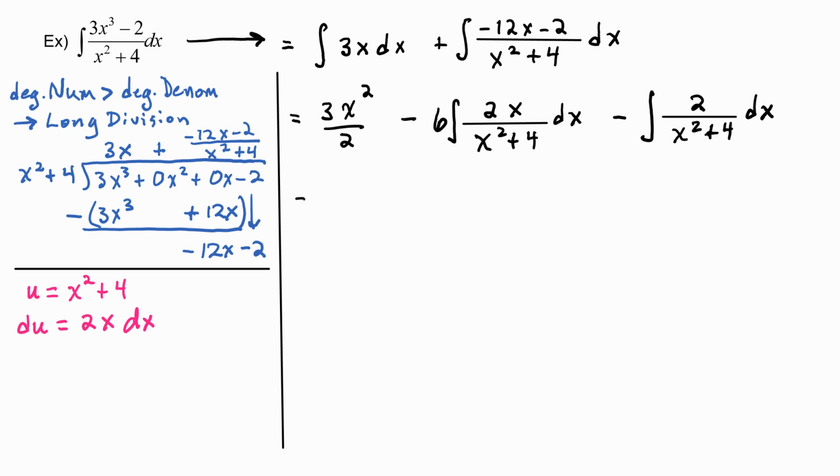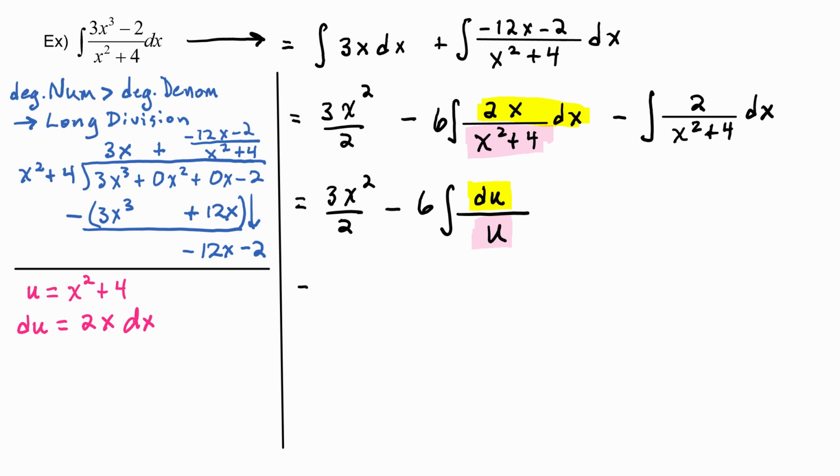So let's bring down this 3x squared over 2. We've got minus 6 times the integral. This numerator now can be du and the denominator can be u. Let's continue to do this integration and finish it up, and then we'll go into the next one.